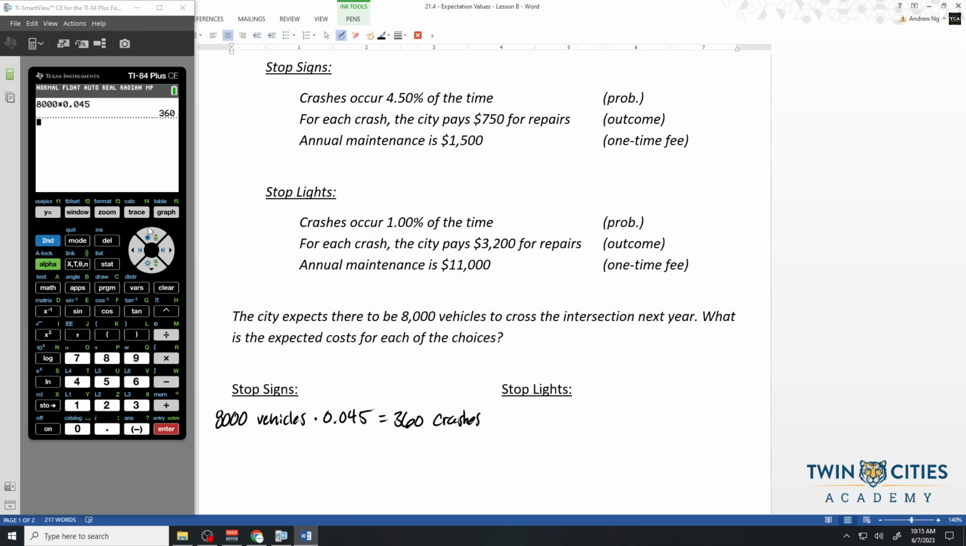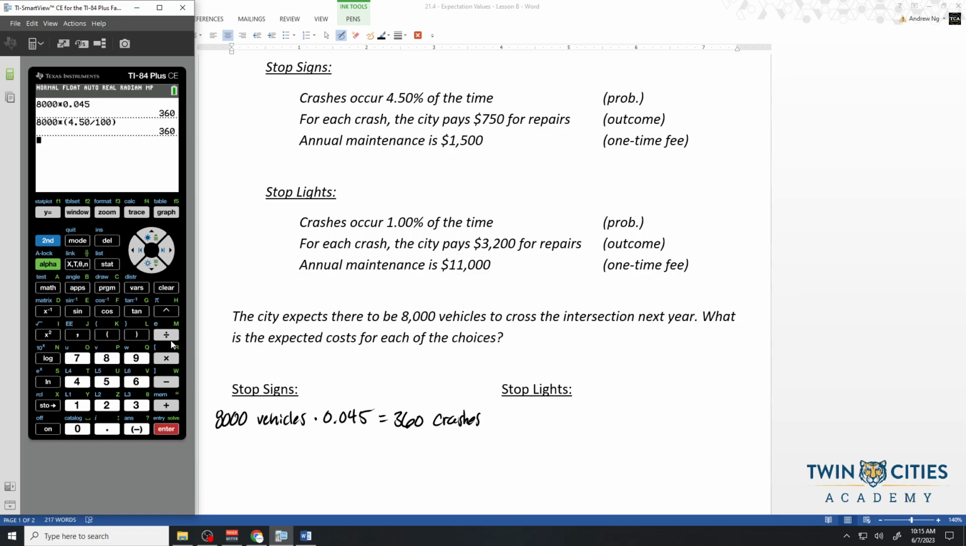And to show you, you can do the same thing by doing 8,000, and instead of multiplying by 0.045, we could do 4.50 divided by 100, because this is 4.5 out of 100%. And you'll see that you end up with the same thing.